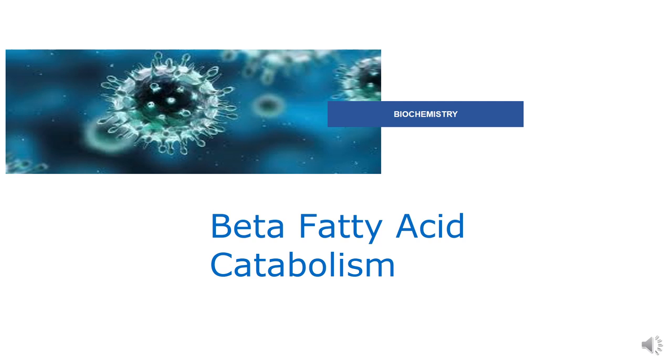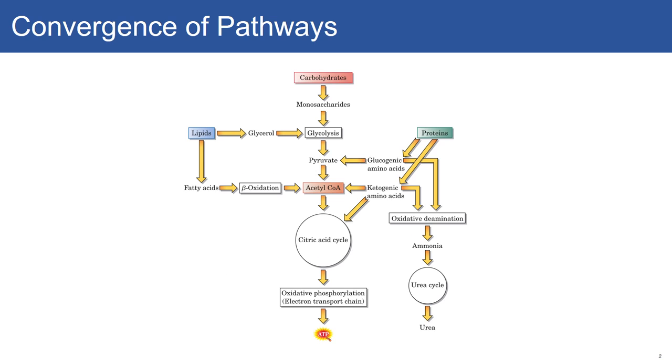Welcome to this biochemistry lecture on fatty acid catabolism. It's also called beta oxidation. So again, we've talked about glycolysis right in the middle. This is where lipids, beta oxidation, where lipids enter into glycolysis and the citric acid cycle. So you can see on the left-hand side of this chart, the glycerol goes into glycolysis, fatty acids go through beta oxidation and into acetyl-CoA.